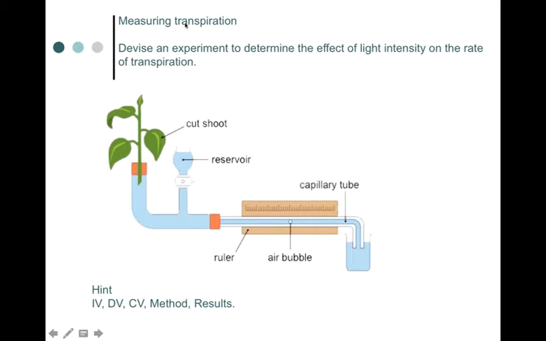So let's say you were going to look at the effect of light intensity on the rate of transpiration. You'd put your light next to the plant, see how quickly that air bubble is moving to work out the rate of transpiration, alter the light intensity, and therefore you could work out how quickly the plant is transpiring, and you could see what effect that could have. This practical could be done not just for light, but for CO2 levels, for humidity, for a number of different factors that we know affect the rate of transpiration.